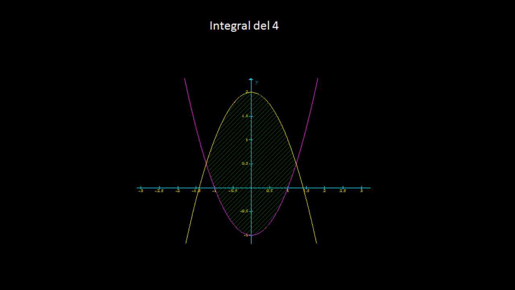Hi again. Now it's part 4 of the integral, and we're going to be taking a more interesting approach this time. We have two functions, and they intercept each other, and we're going to find the area in between them. So let's go ahead and take a look at the problem then.